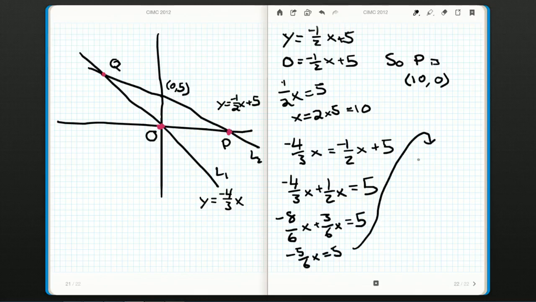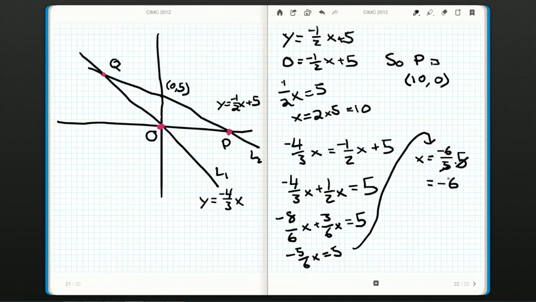So continuing on, if we want to just isolate x, we need to multiply by negative 6 over 5 on both sides. Oops. Okay. Just basic manipulation of fractions, nothing too fancy here. And these 5s, they cancel out. So we're left with x equals negative 6.